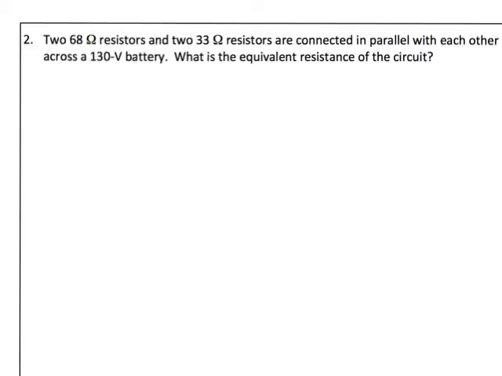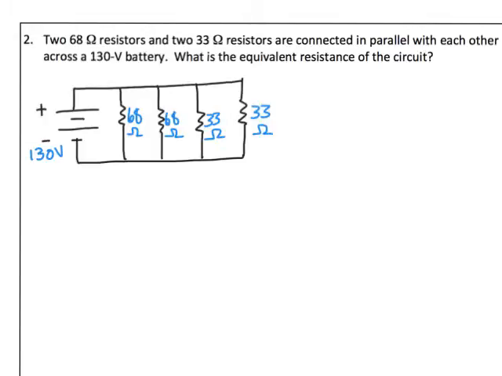We've got 2 resistors that are 68 ohms and 2 resistors that are 33 ohms, all connected in parallel with each other. You don't have to draw a schematic, but I'm going to do one for you just so you can kind of visually see what that looks like. So each of the 4 resistors are in parallel with each other. Now you're asked to find the equivalent resistance, so again, the voltage that's given to you is not needed.